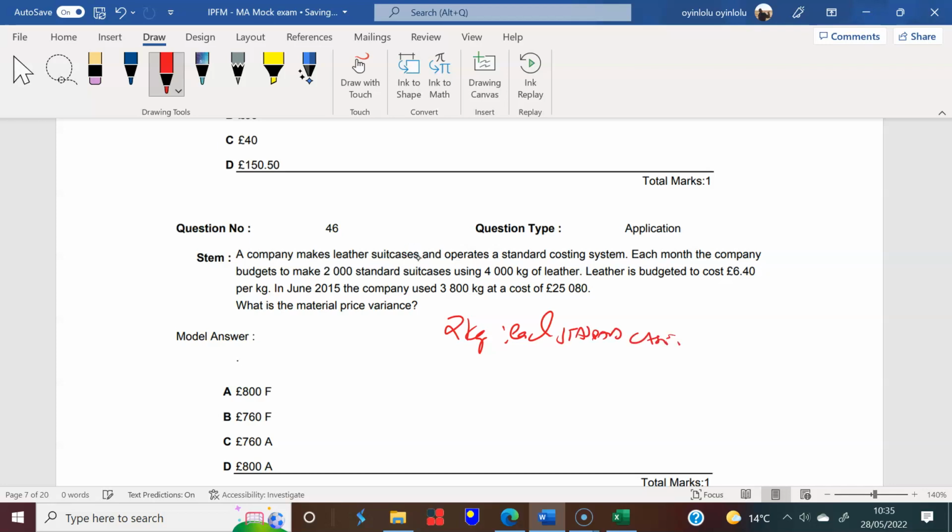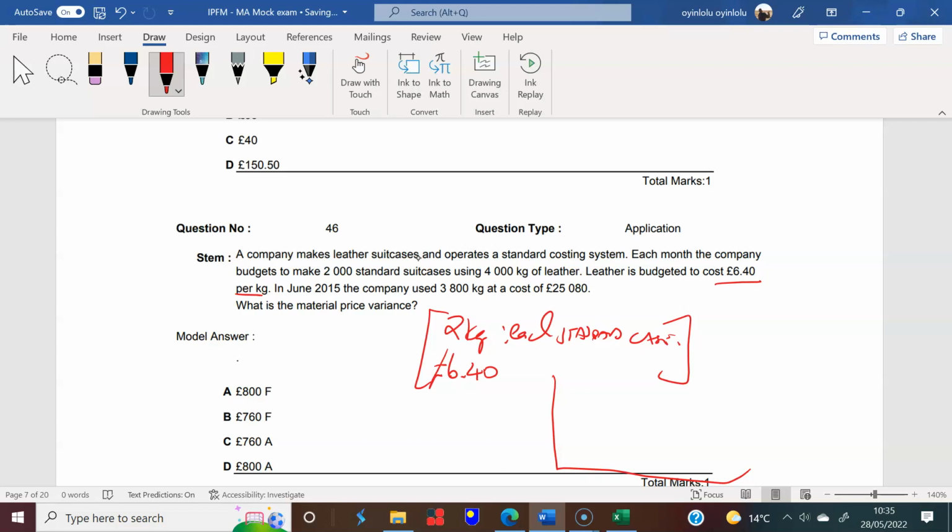And we're also expecting you to buy each of these at £6.40. That's what you're seeing right here. This is your standard information: use 2 kilograms to make each suitcase and spend £6.40 on each of those kilograms. Now let's look at what actually happens.